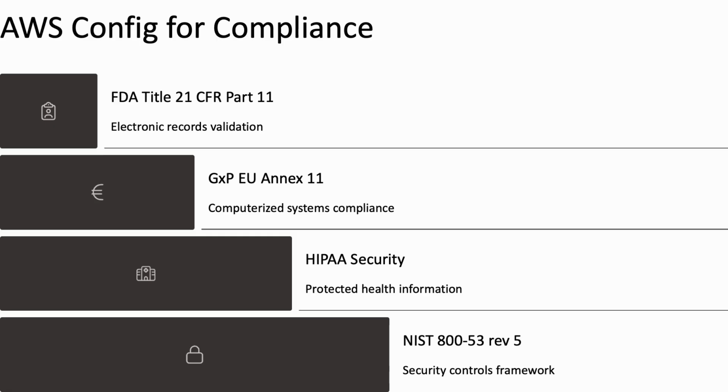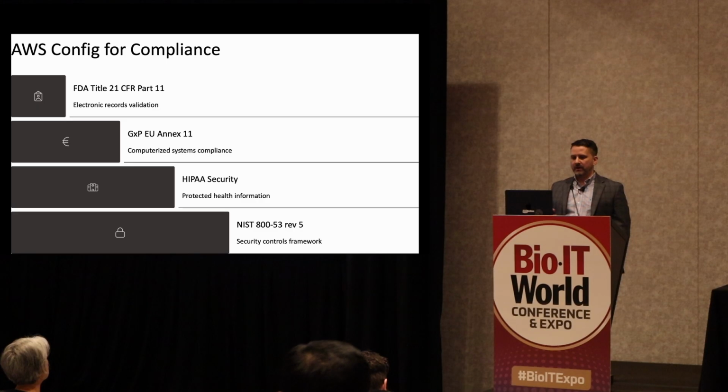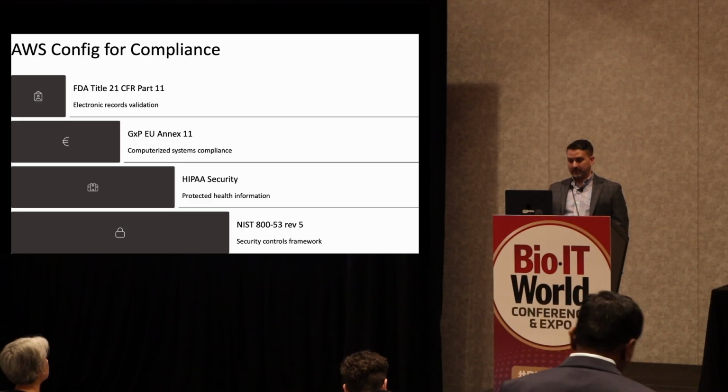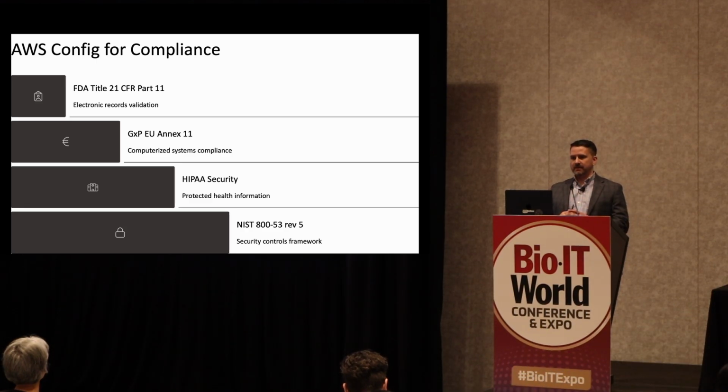You can see that there are 4 really great conformance packs that come out of the gate with Config. One of them is their FDA Title 21, CFR Part 11. It is a conformance pack that you can lay down on your environment and immediately know that you're not going to pass the audit because you have that deployed.